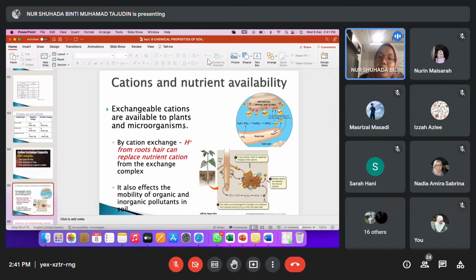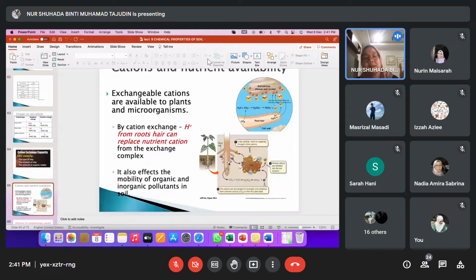Okay, so it also affects the mobility of organic and inorganic pollutants in soil. Not only the nutrients but also any elements, heavy metals are also under this. Heavy metals such as Pb, chromium, in the form of Cr2+, are controlled by the soil colloids. So plant uptake of cations may be reduced by excessive uptake of other cations.